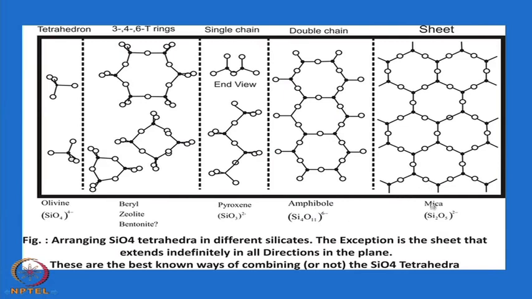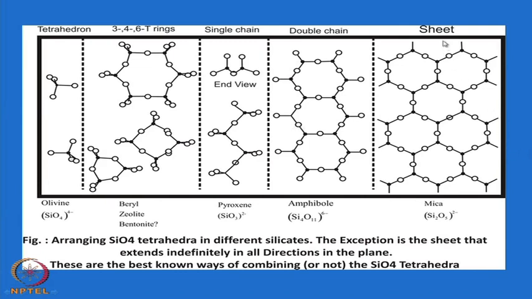What we have not discussed so far is this kind of structure. So, this chain extends indefinitely, particularly in the x and y directions. So, horizontally it is extending in the form of a sheet.